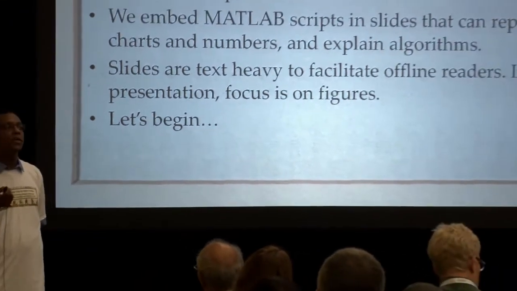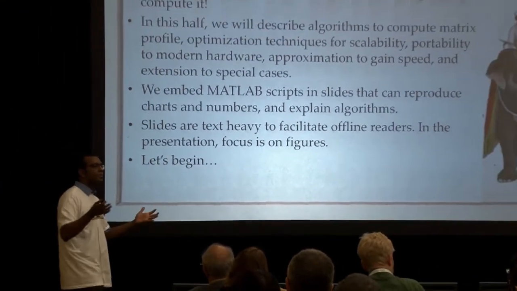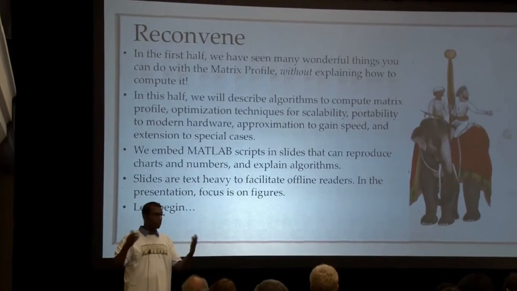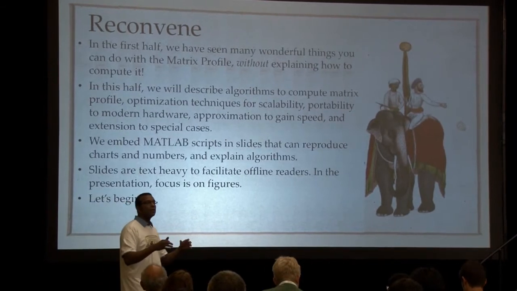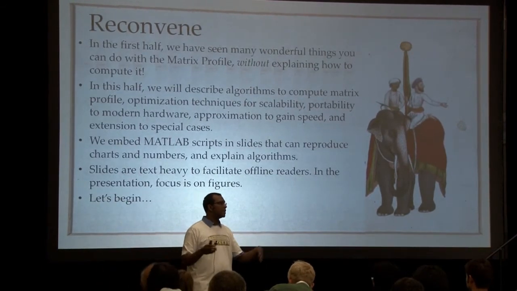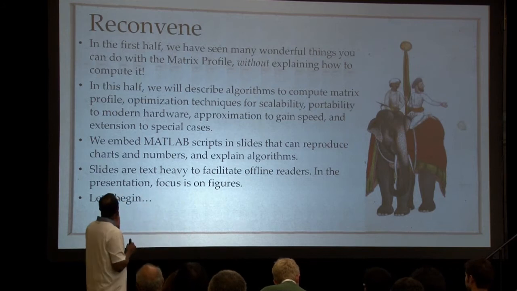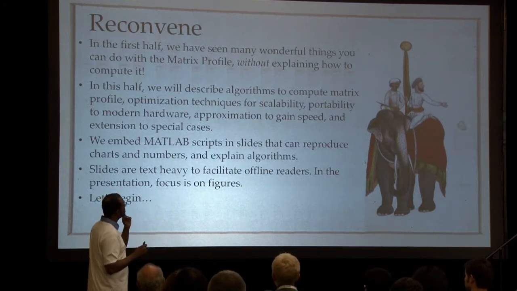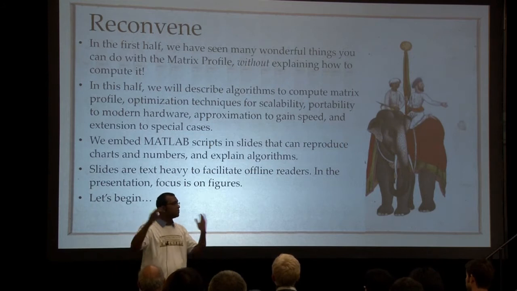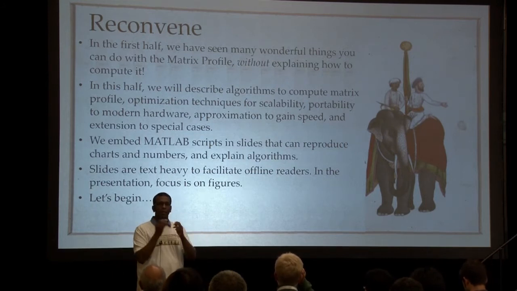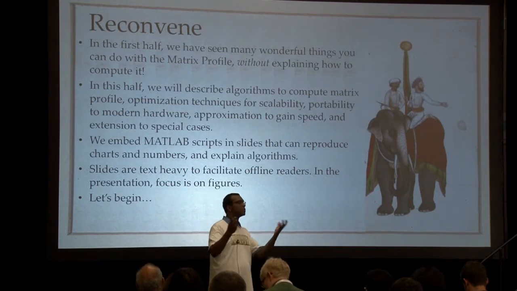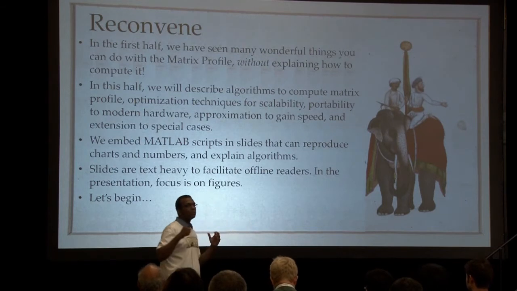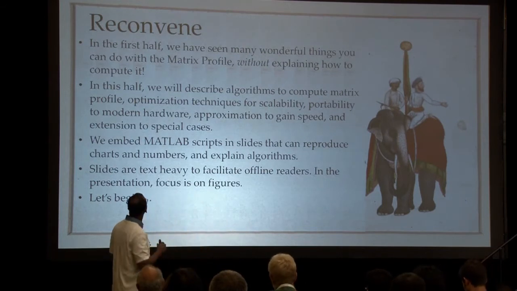So let's reconvene. In the first half, you have seen how matrix profile is applicable in various domains and gives you a diverse set of knowledge that you can gain without understanding the data or looking at the data in depth. So in this half, we will describe algorithms. It's totally different. As Eamonn explained, there is an abstraction. So this half, we'll talk about algorithms, numbers, pseudocodes, and stuff like that. Probably some of you will be more interested in this.